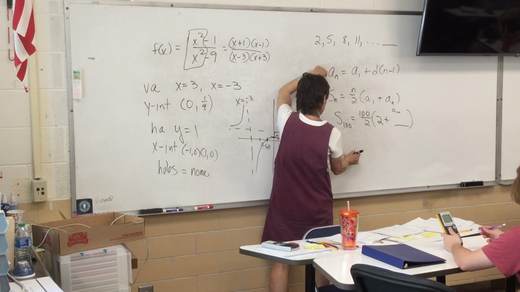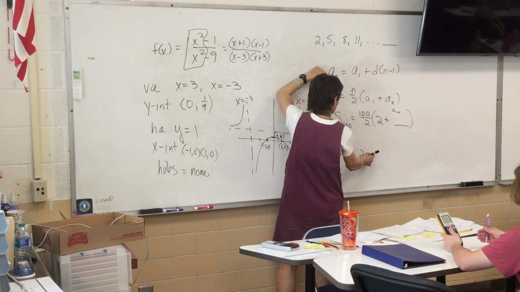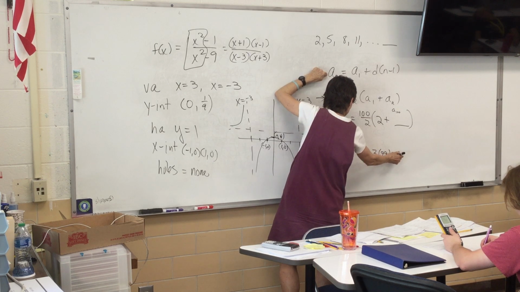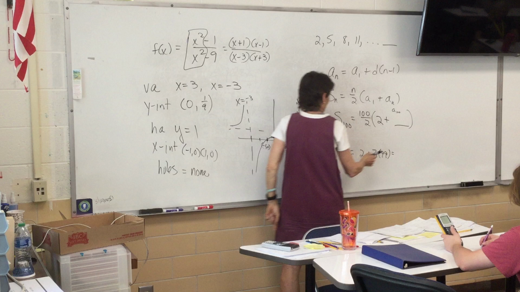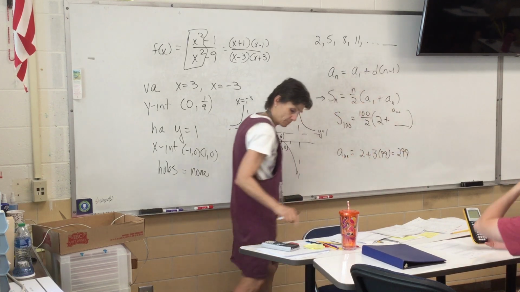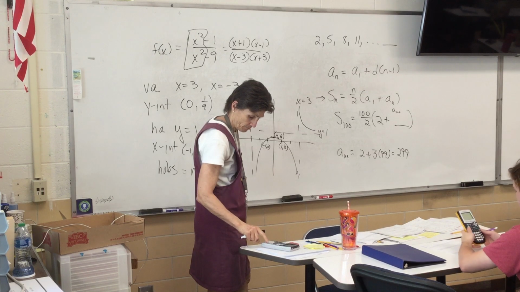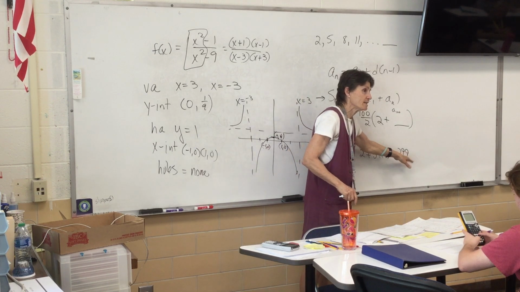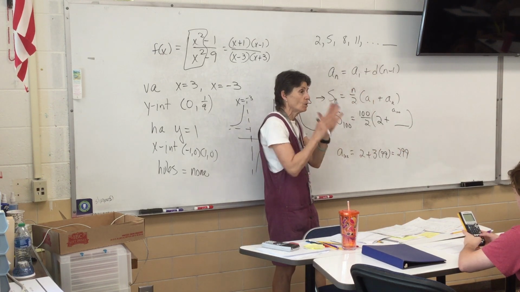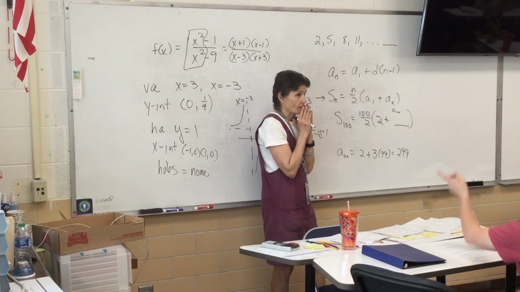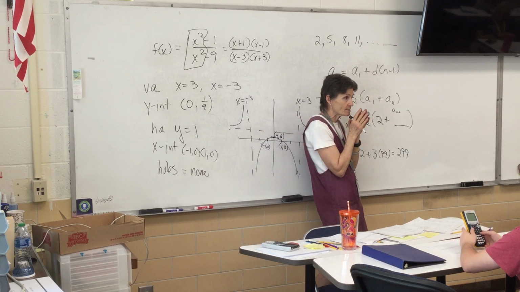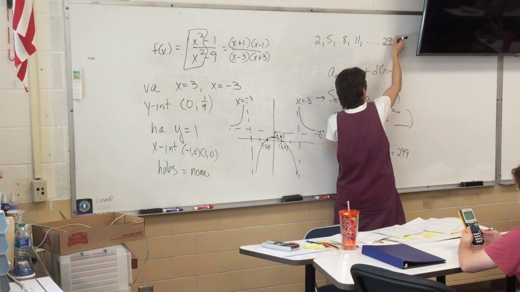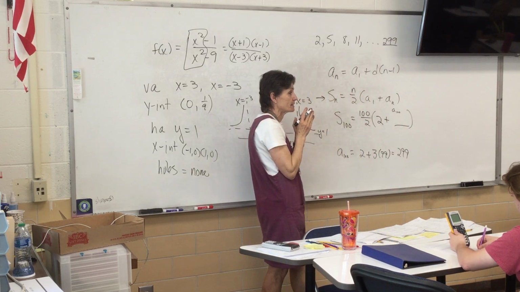So the 100th term will be 2 plus 3 times 99, which is 299, I think. I'll double check that. Okay. Now, what is the 299? What does that represent in this problem? What is the 299? How many baseballs he catches on the 100th day? Right. So the 100th term, the 100th day, he catches 299.